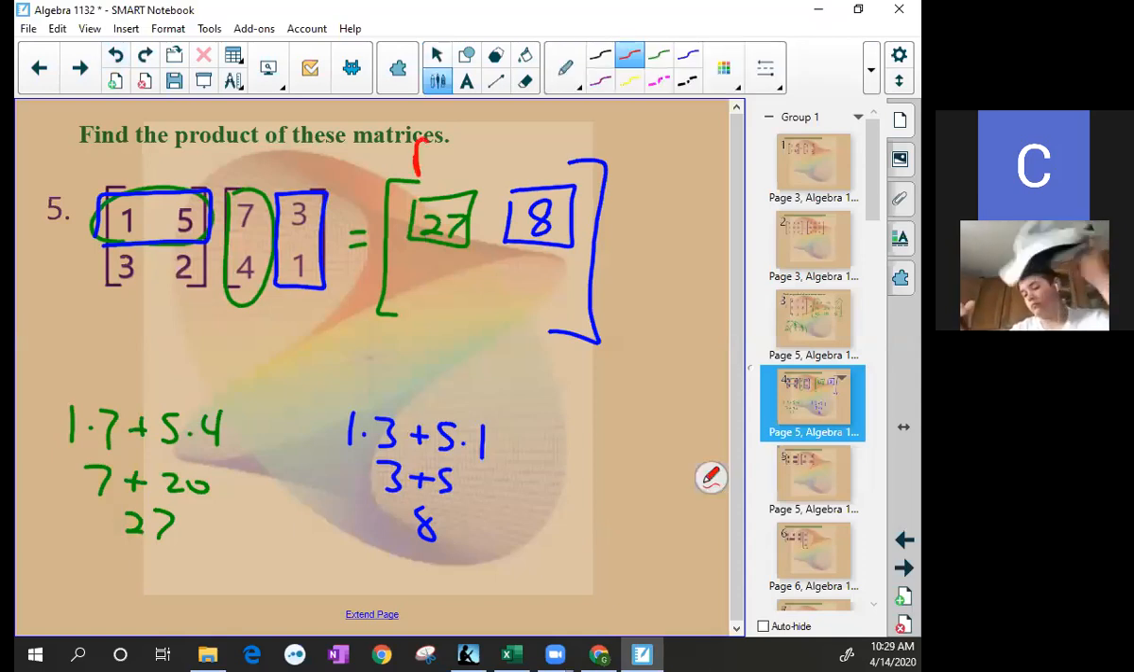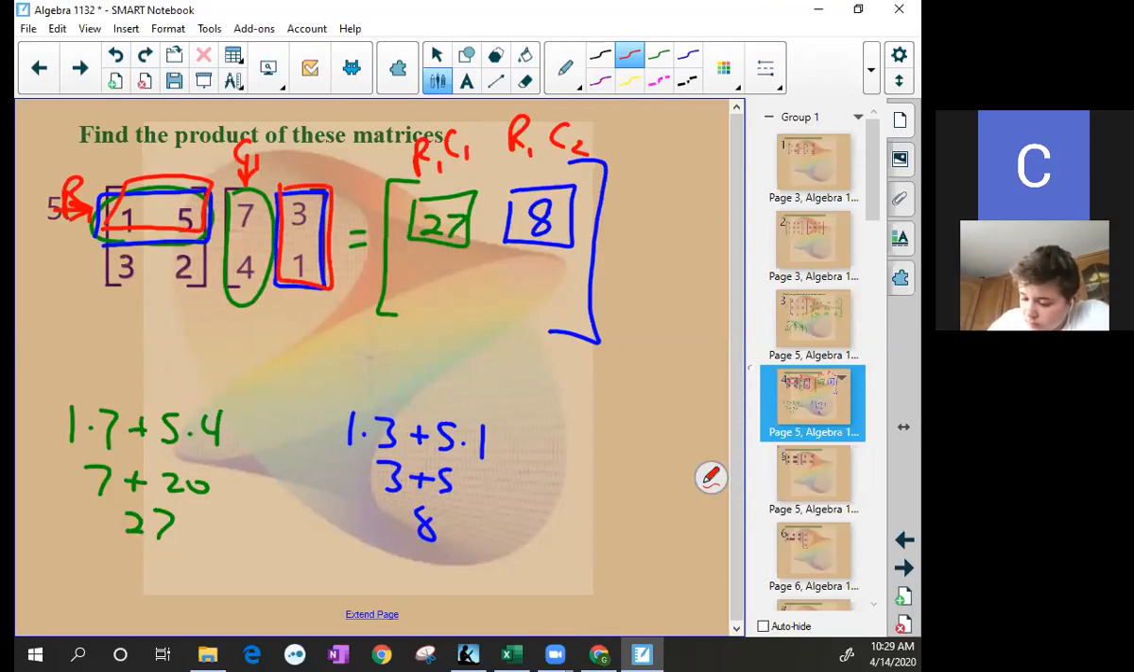This is row 1, column 1. So we took row 1 times column 1 to multiply it together to get it. This is row 1, column 2. So we took row 1 and multiplied it by column 2. So you can kind of see how that works.